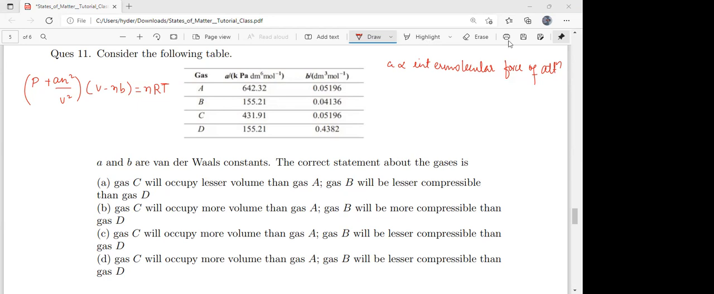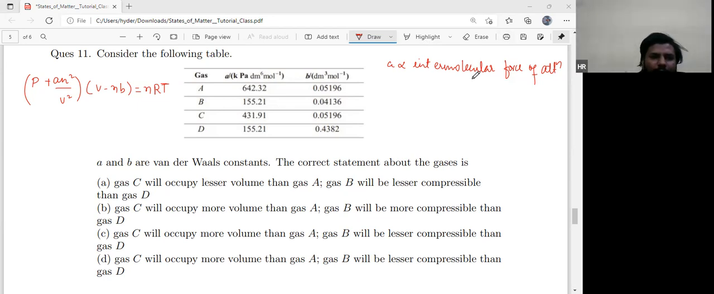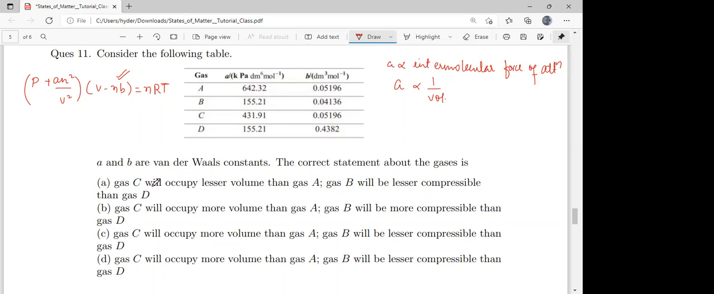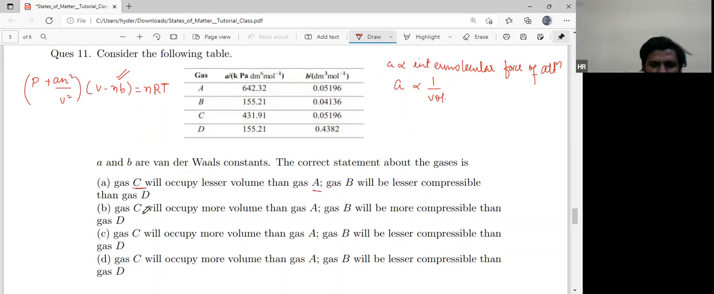Okay. Now see this. I'm going to talk about b. b is directly proportional to volume occupied. First, I'm talking about this: a is inversely proportional to volume. Can I write it or not? Yes, sir. Now see, there is a relation; the first option is C and A. The second option is also C and A. The third option is C and A. What does it say? Gas C will occupy lesser volume than gas A. Is it correct?